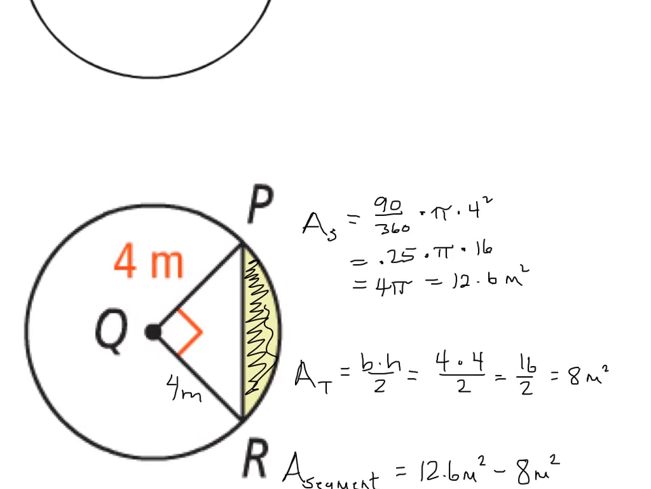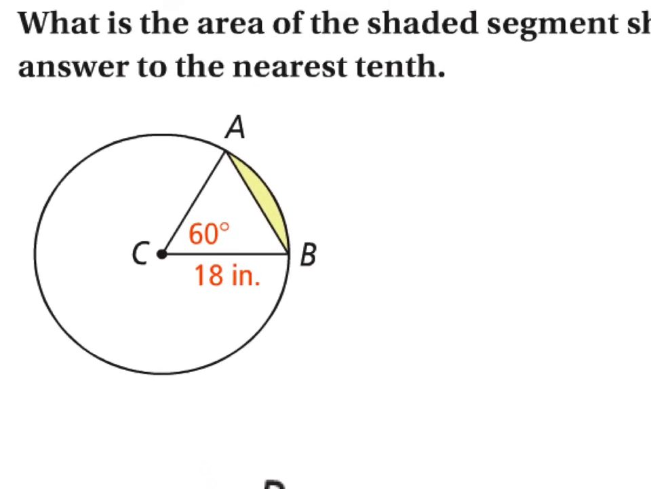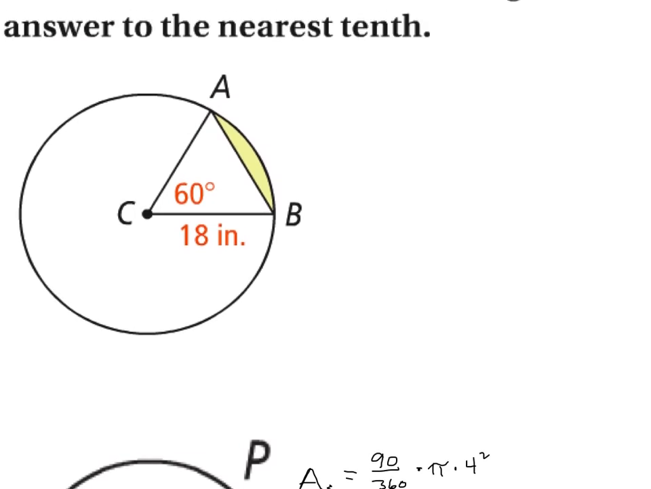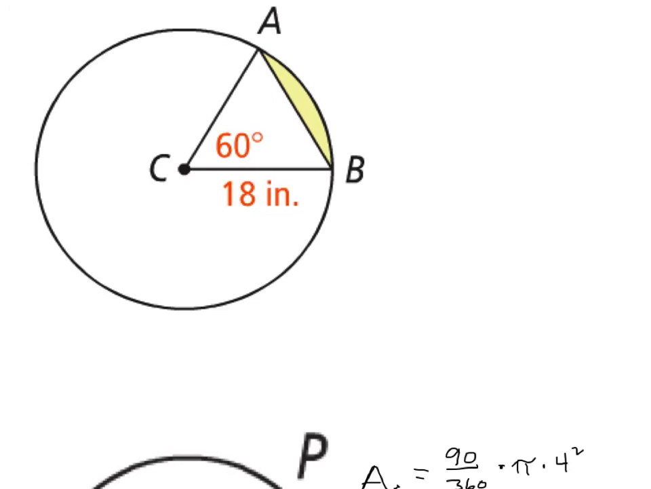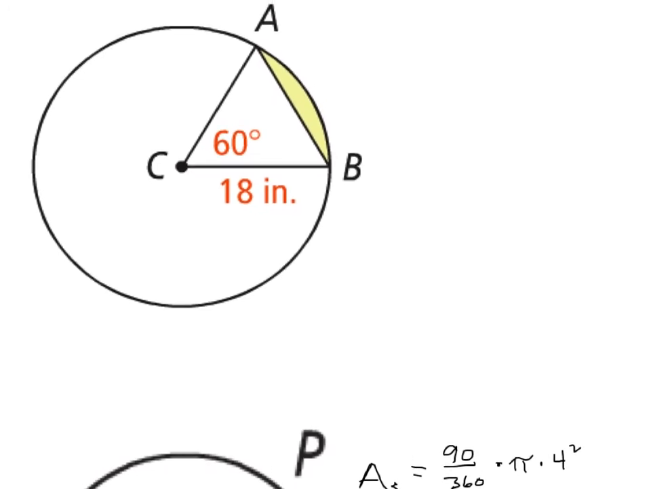Okay, let's take a look at the second one here, the one above this. The reason that I left this one to the last part is because you'll notice your triangle is a little bit different. We don't have a 90-degree triangle, so you're going to have to figure some things out here. So, as we look at this, let's start with the area of the sector.